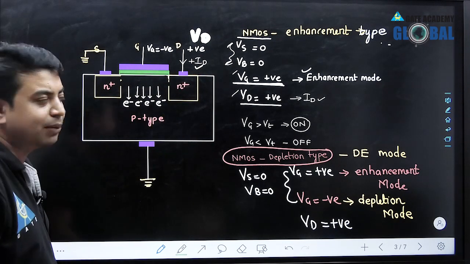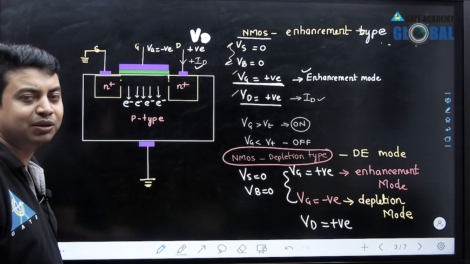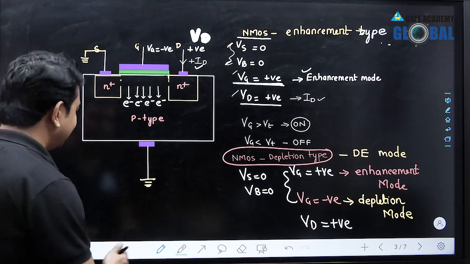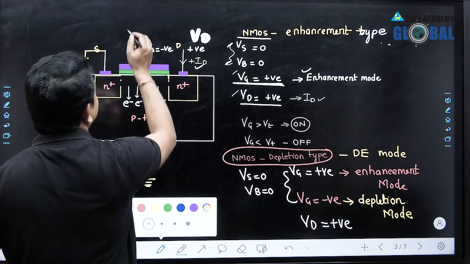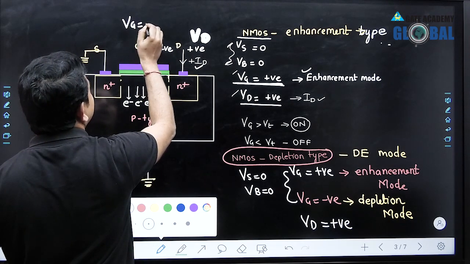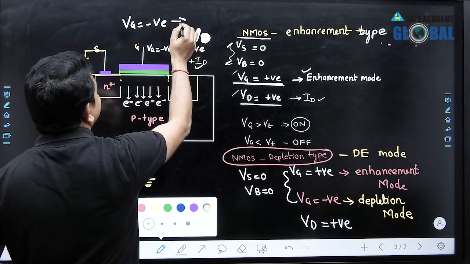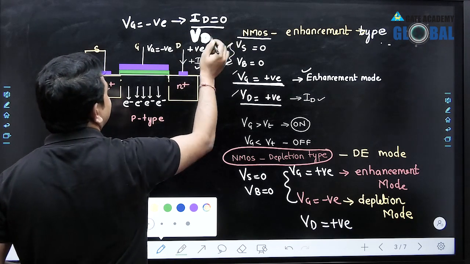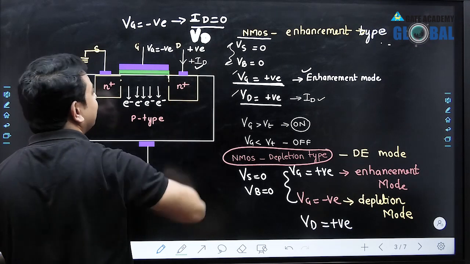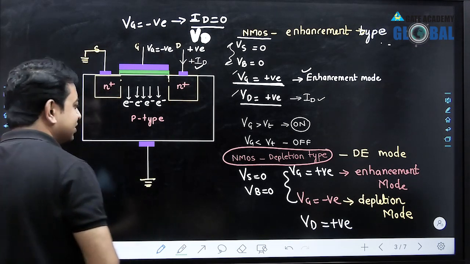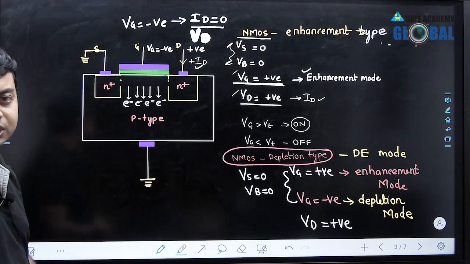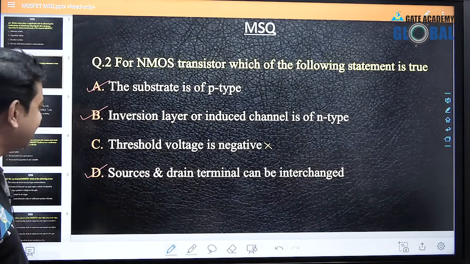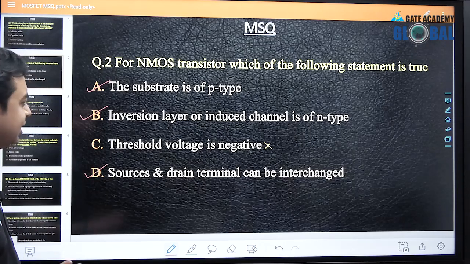When we apply a negative gate terminal voltage, this negativity is reducing the conductivity of the channel, and at a certain value of the negative gate voltage, we are getting the magnitude of ID current equal to 0. Even if you apply the drain terminal voltage, that means we can say the threshold voltage is negative in case of a depletion type MOSFET. That's why I am underlining this one. The threshold voltage is negative.